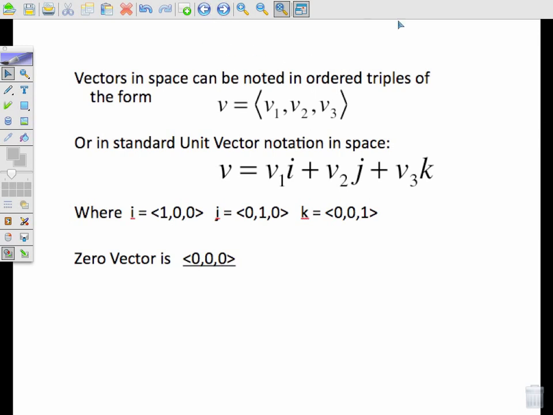with. So vectors in space can be modeled by ordered triples of the form. So vector v is v1, v2, v3. Or in standard unit vector form, which is v1i plus v2j plus v3k. So you can see here we are adding to our vectors this third component. Here, these are each unit vectors. So this is the unit vector i, unit vector j, unit vector k, and the zero vector.